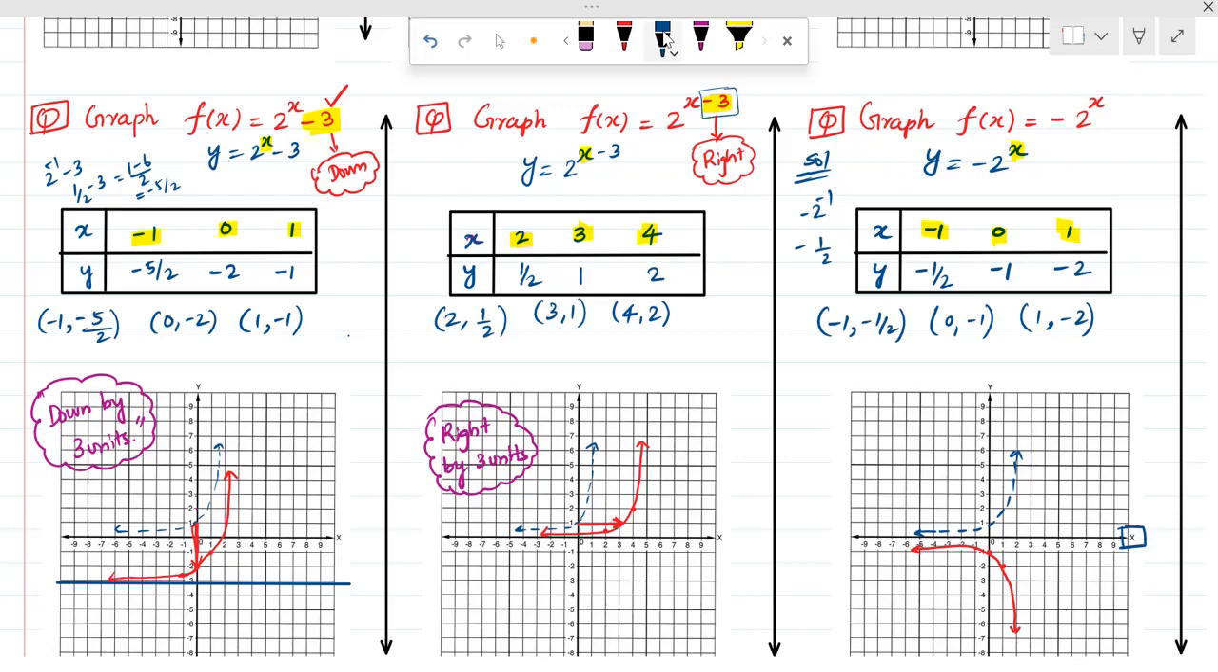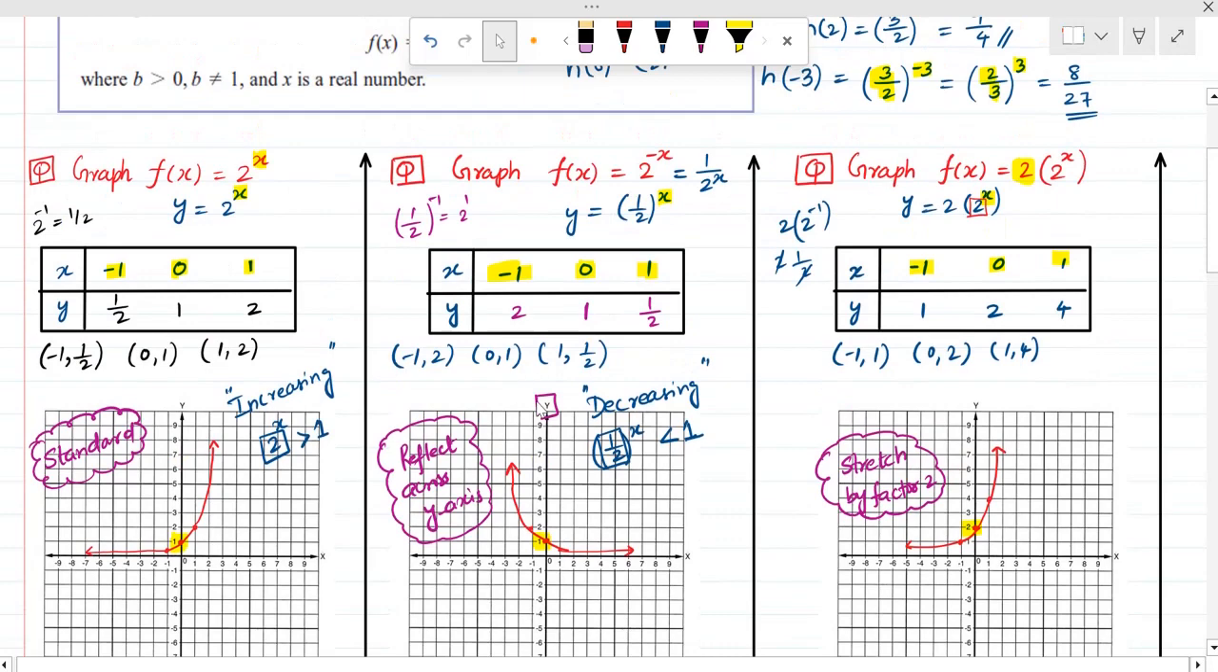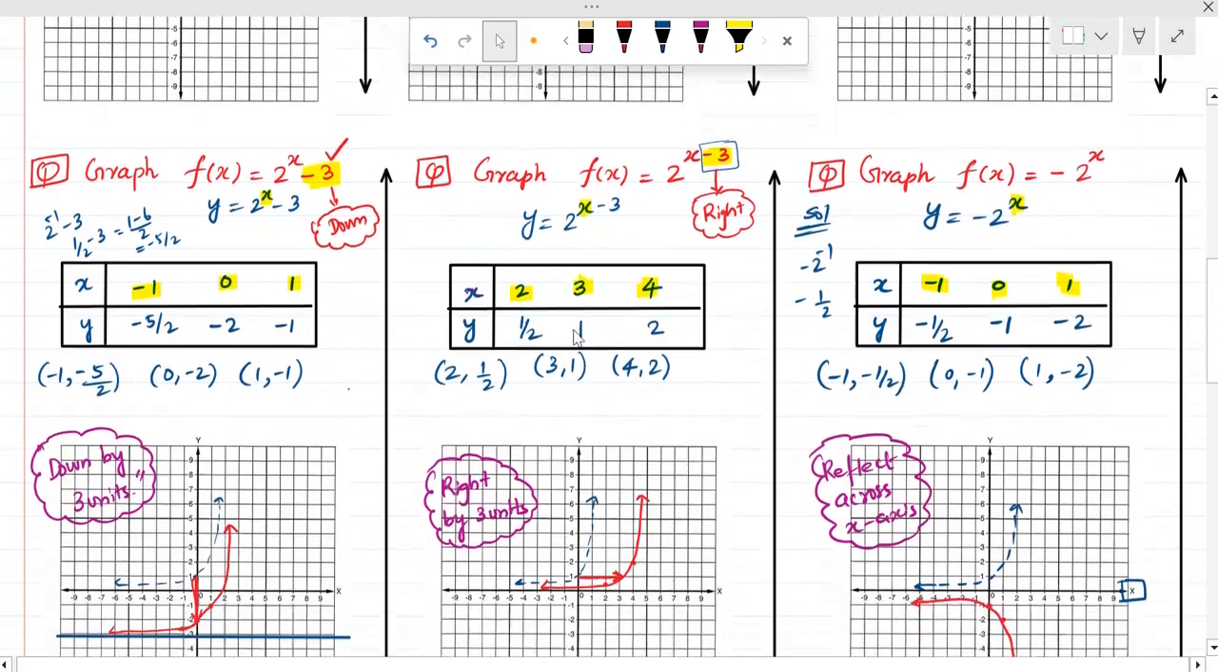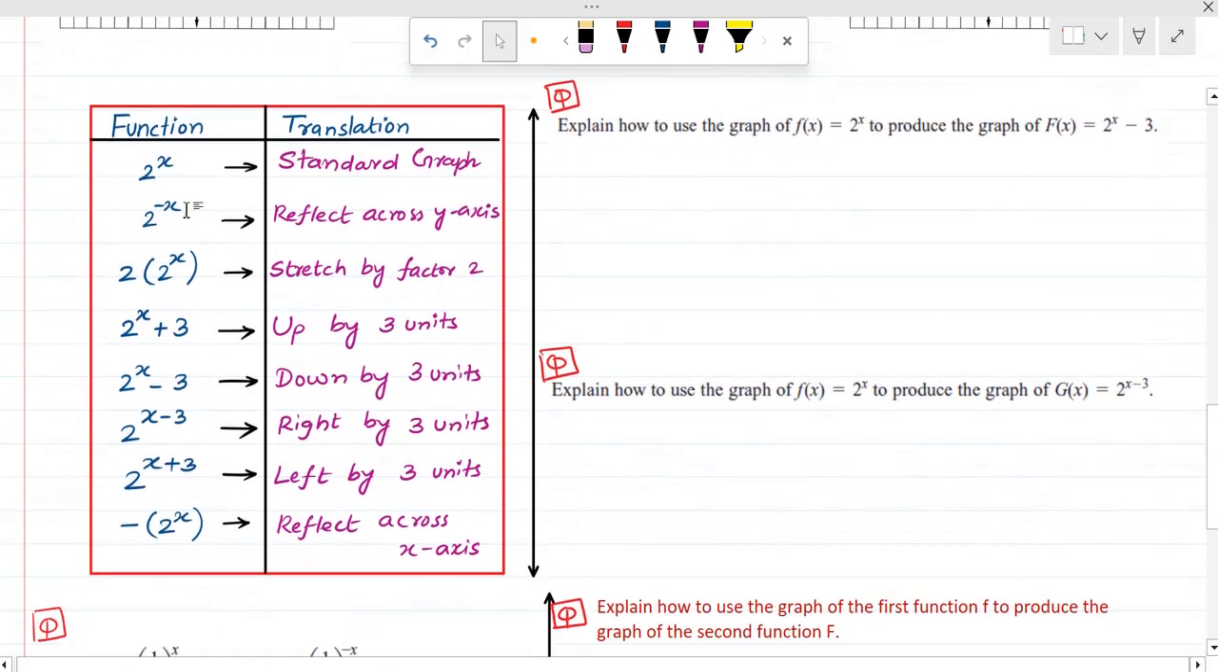So I will say here, whenever you find the minus in the front, we say reflect across x-axis. When you find the minus in the power, we say reflect across y-axis. So all the graphs you will have. Now this is the summary of the graph. This is a standard graph. If it is power minus 1, we say reflect across y-axis.